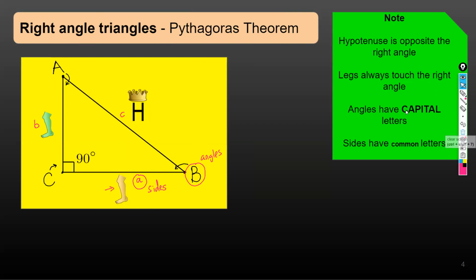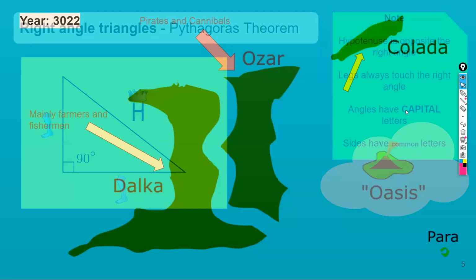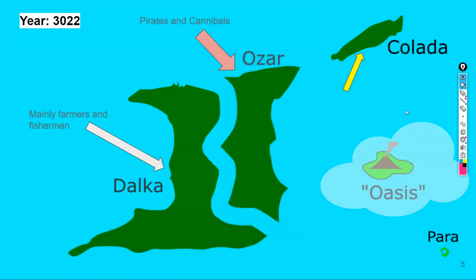And of course, I'm going to be repeating it the whole day today. So after the earthquake, Trinidad has split into two pieces and it's renamed Dalca, Oza, and Tobago. For some strange reason, it is now called Colada. And a mysterious island called the Oasis has erupted because of the volcano. And then there's this mythical island called Para. All right, so let's move on.